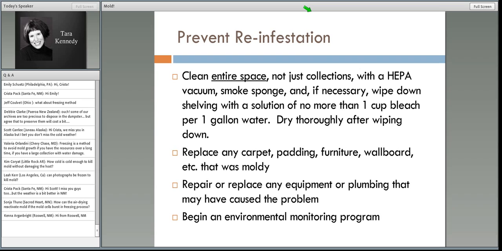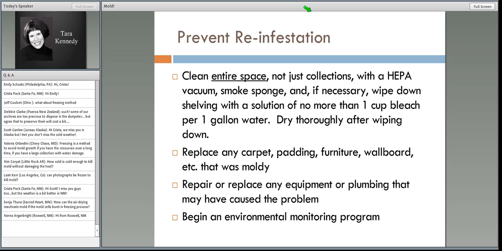And when I talk about cleaning the entire space, I also really want to emphasize the cleaning of the air ducts, as I mentioned in one of my previous slides. Really important, because that was the reason why we kept having the same mold outbreak over and over again, because the mold was in the ductwork. So it's really important to do that as well.